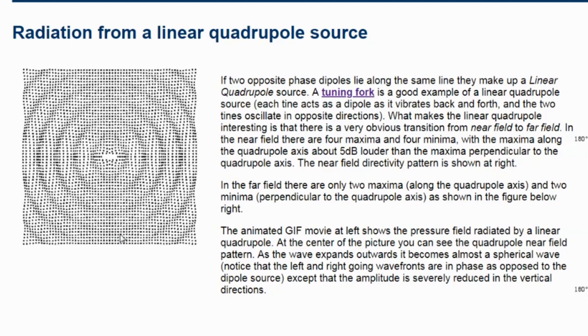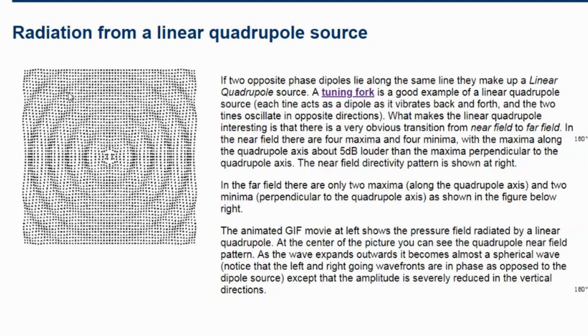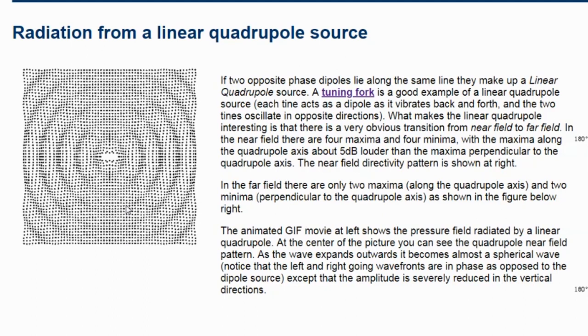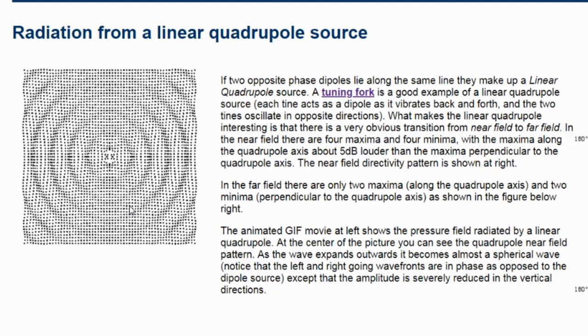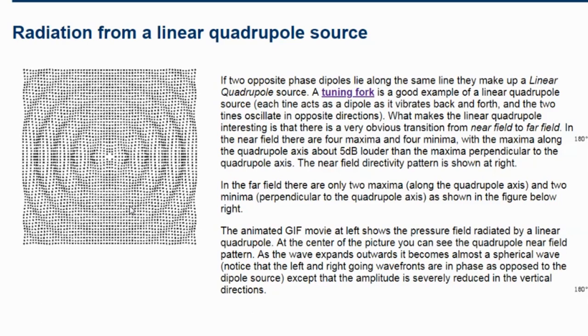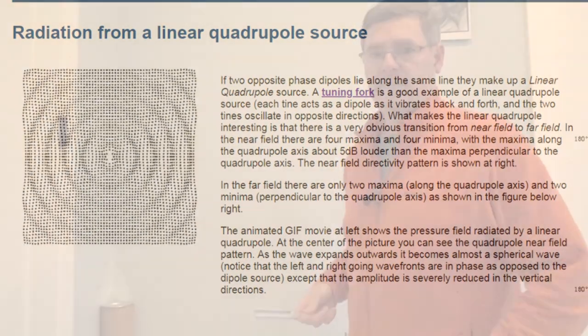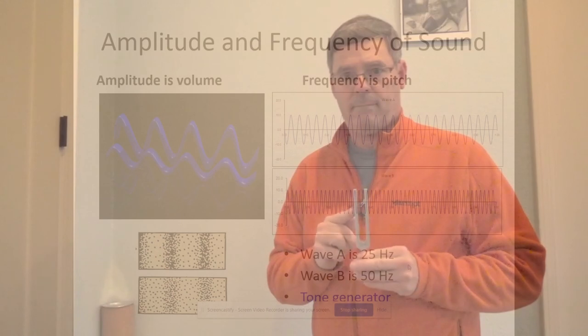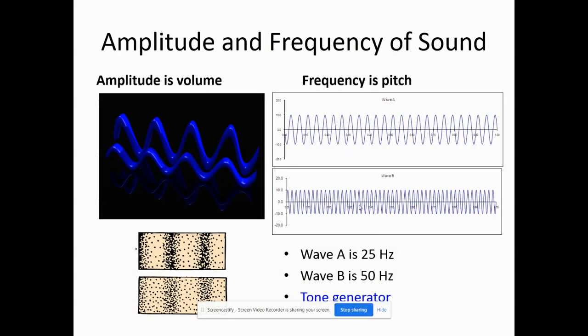So let's demonstrate this. But instead of walking around the tuning fork, I'm just going to take the tuning fork and rotate it. And listen to the changes in the volume as I do that. So the volume is represented by the amplitude of the wave.